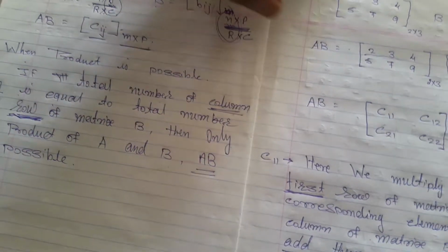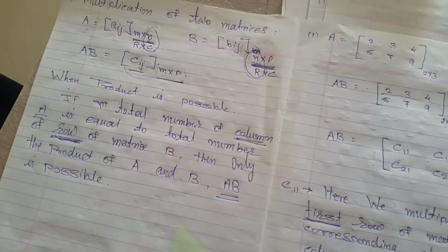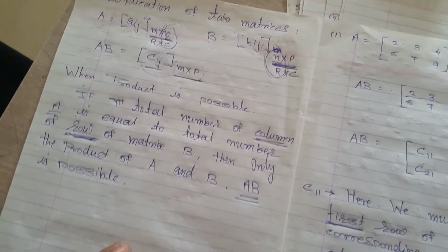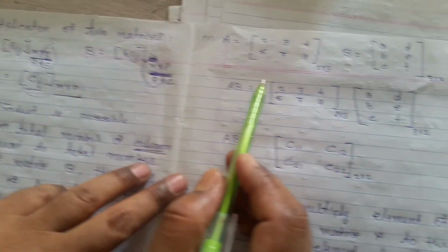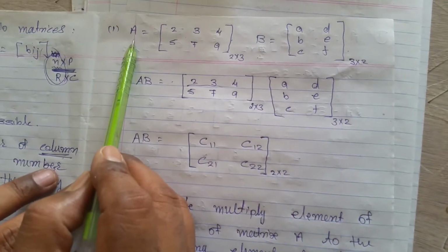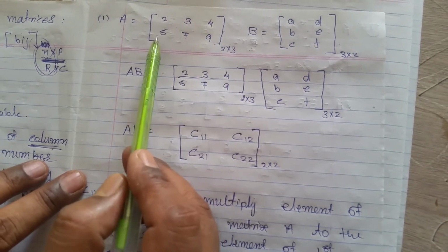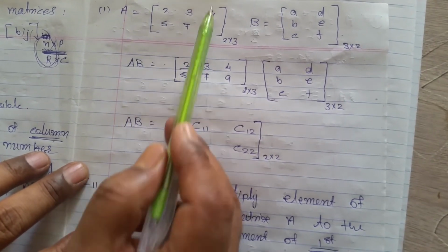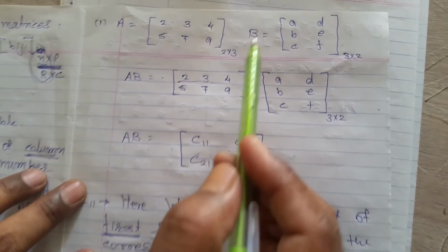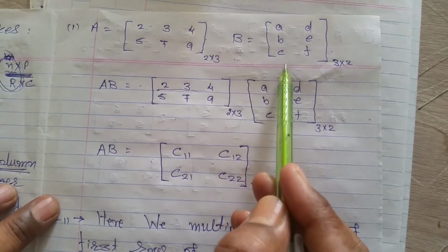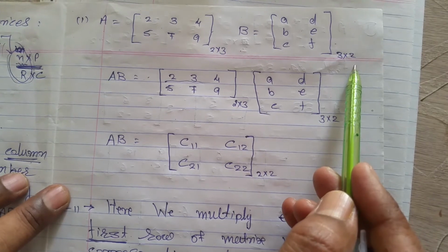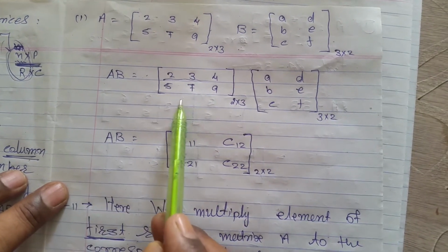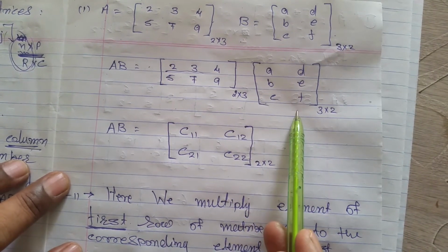Now we take one example. Now what will be the Cij? What will be this Cij? Here I took one example. Matrix A is 2, 3, 4, 5, 7, 9. This is a matrix of 2 by 3. Matrix B is A, B, C, D, E, F. That is a matrix of 3 by 2. So A into B, we have to write in this way together.